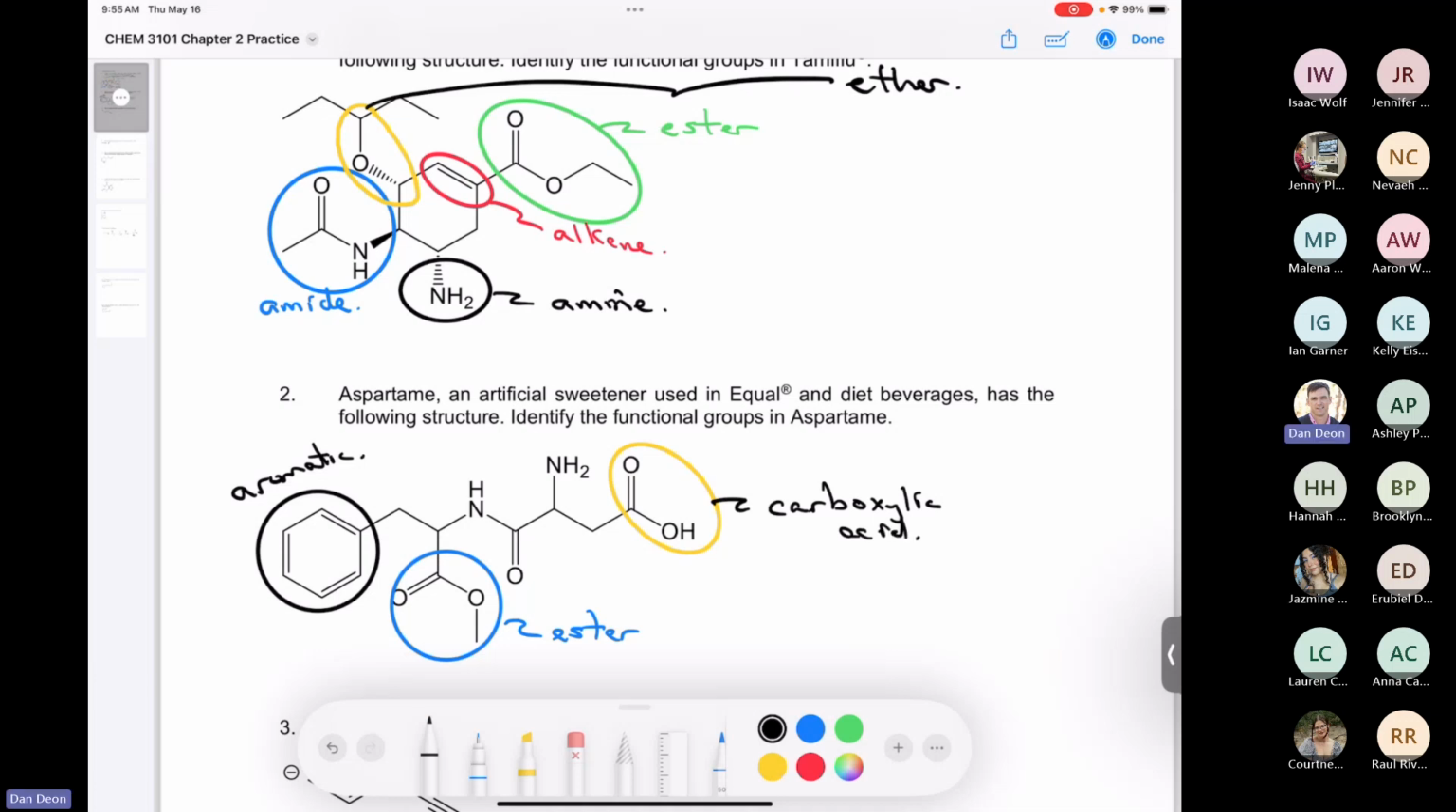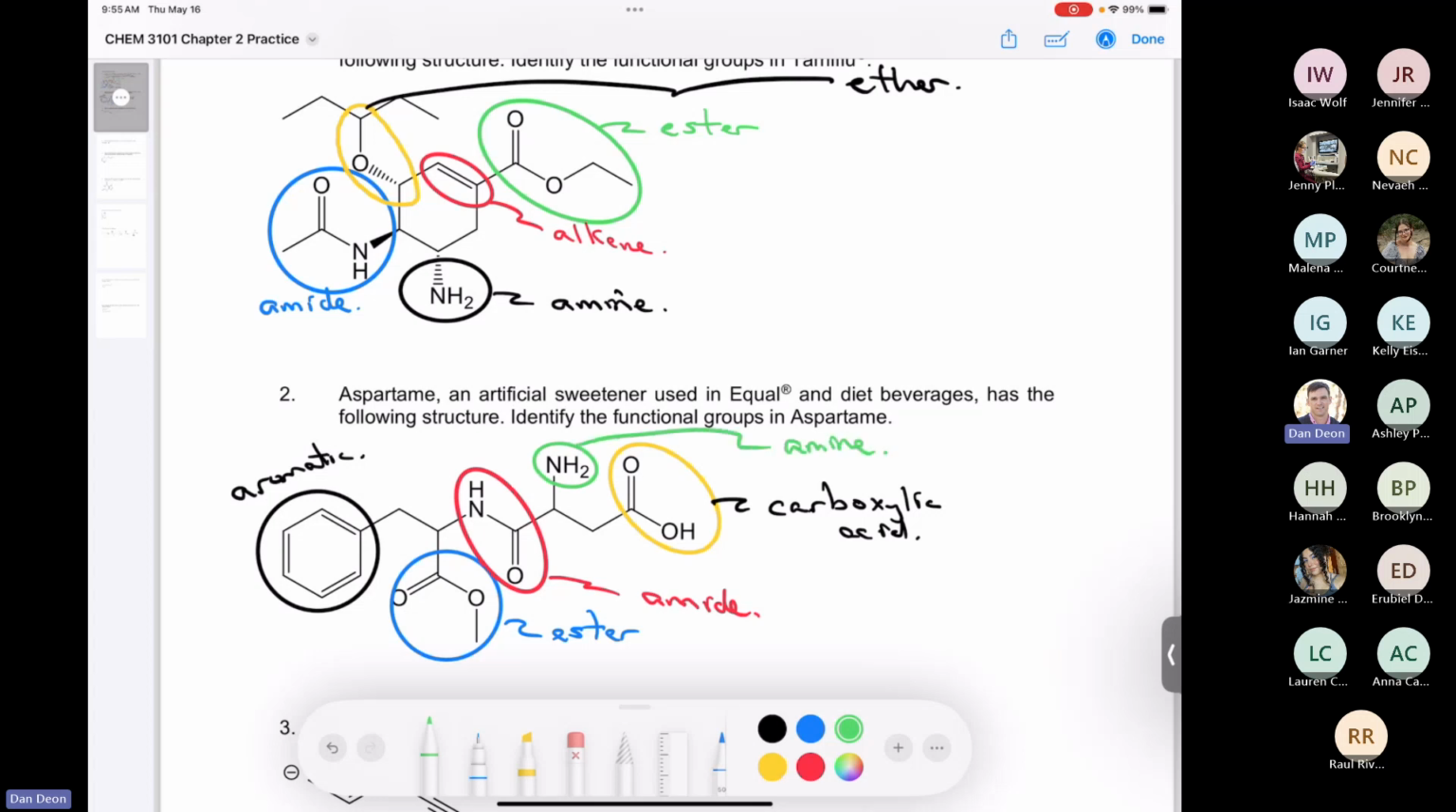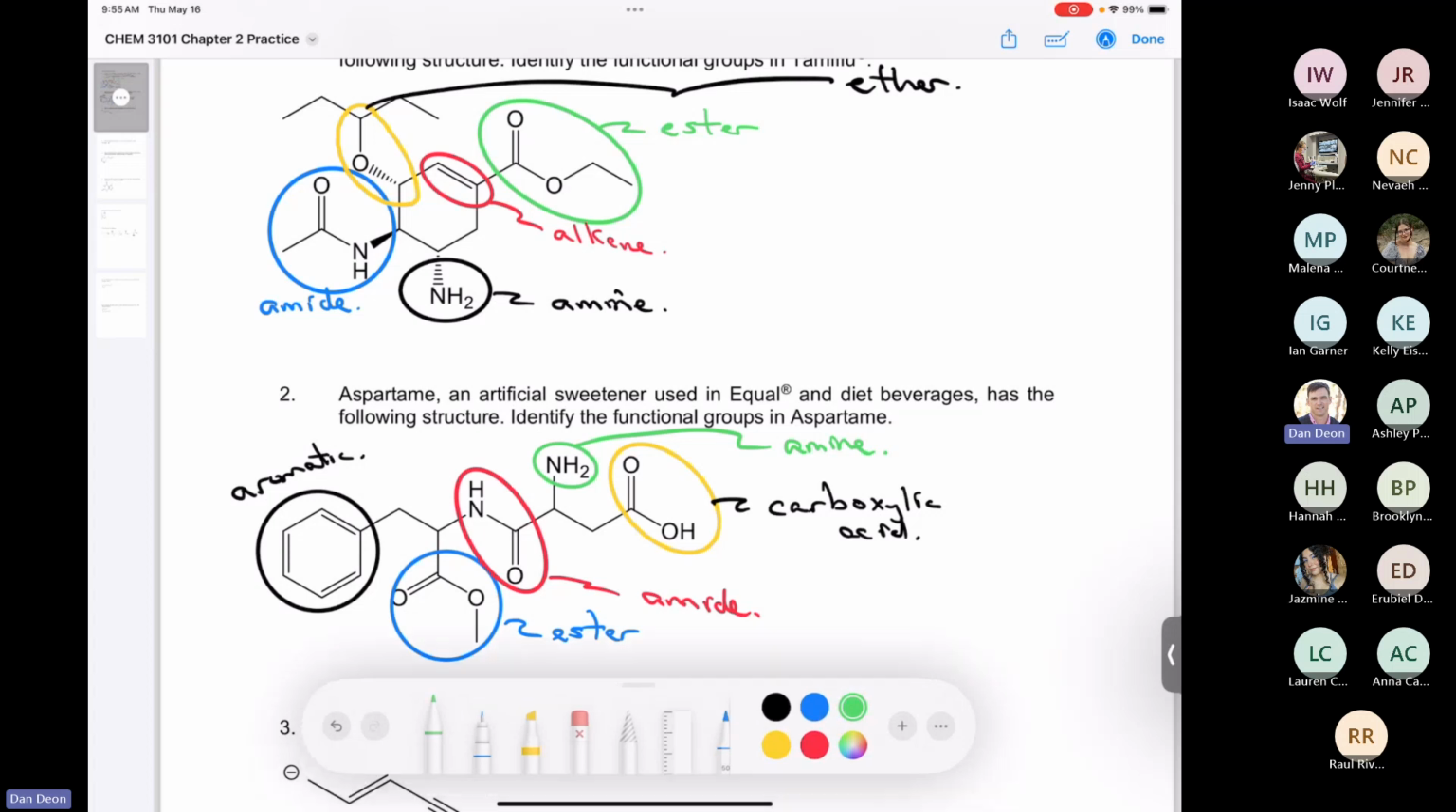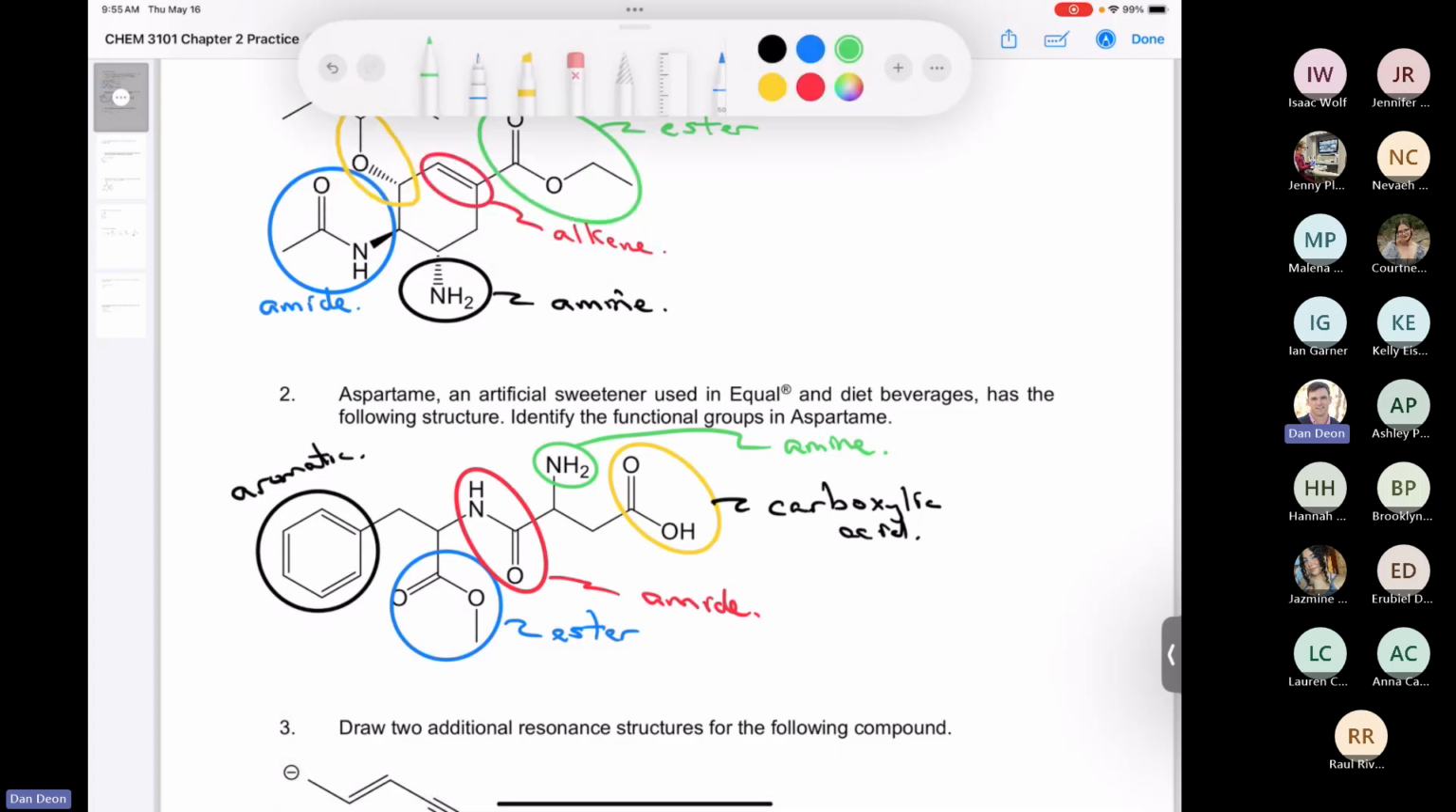Any other ones? So this carbonyl, right? You always have to take the 30,000-foot view. That carbonyl has a nitrogen next to it. So if we circle that entire thing, that would be an amide. And somebody said an amine. Yep, there's an amine right here. So we'll put that over here. So there's a total of 5 functional groups in aspartame. All right, great. We covered those 2. Let's move on.